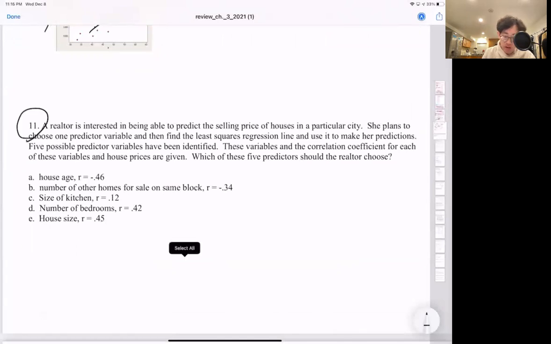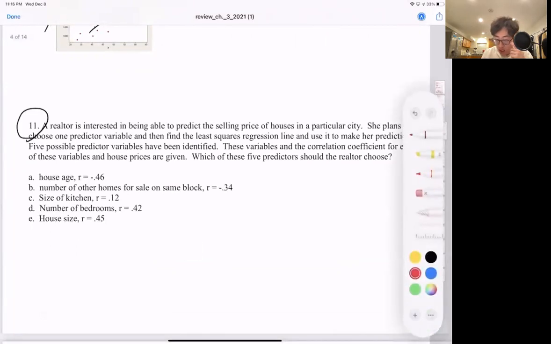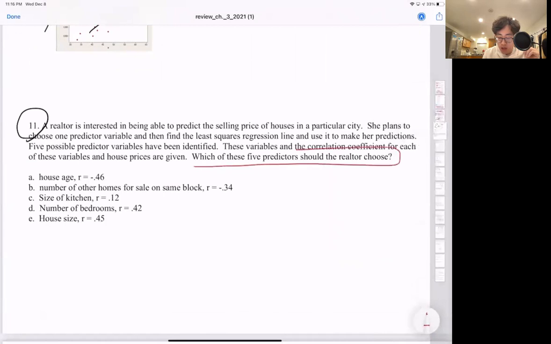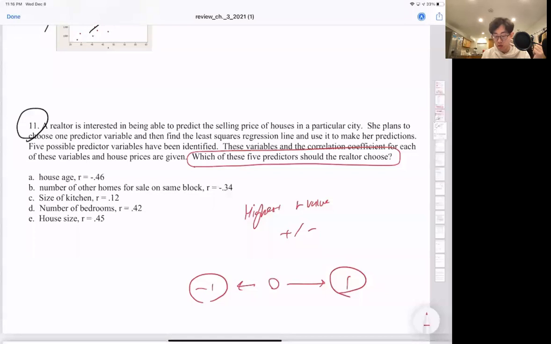Number 11. Some of you guys asked me a question about this, but quite honestly, if I'm asked to find out which of the 5 predictors the realtor should choose, you want to pick the one that actually gives you the highest R value. That doesn't necessarily have to be positive or negative. As long as it's farthest away from 0, whichever is closest to being 1 or negative 1. The closer it is to 1 or negative 1, the more relationship that it shows. So it's got to be A, because it's 0.46. Compared to all these other numbers, 0.46 is the highest number.